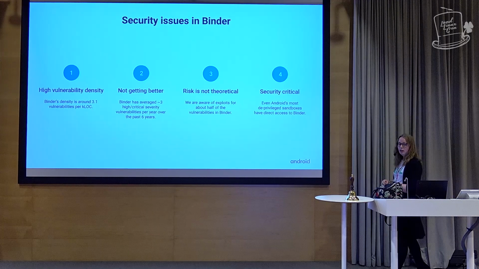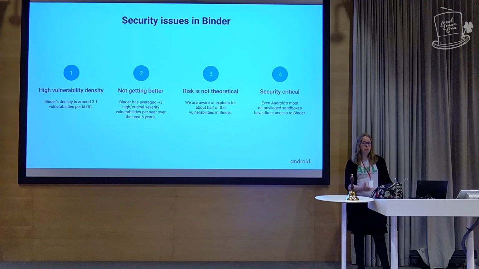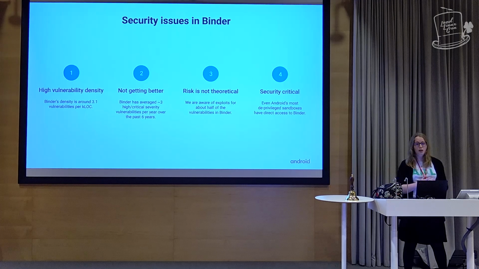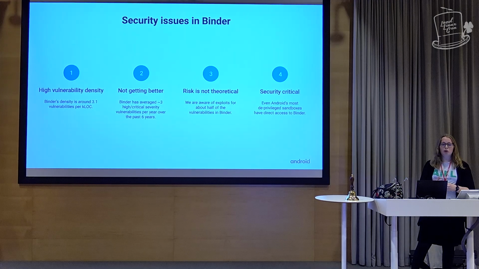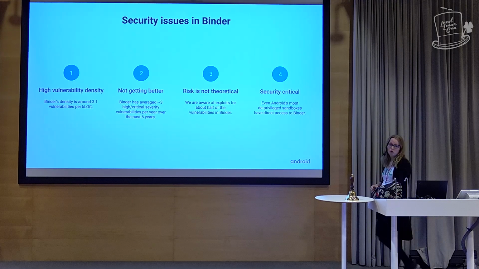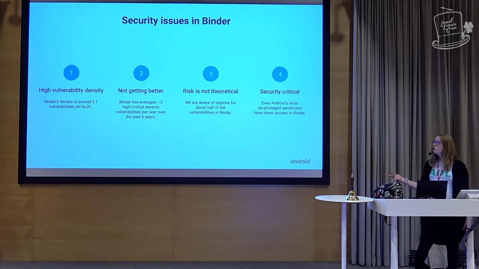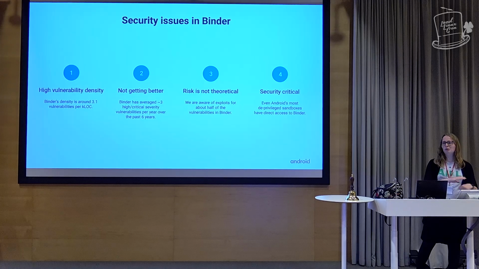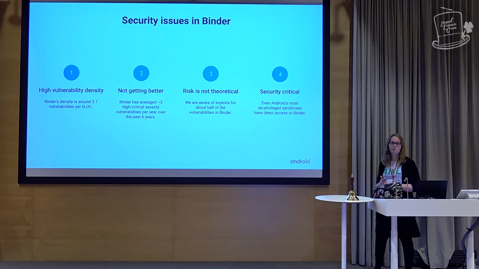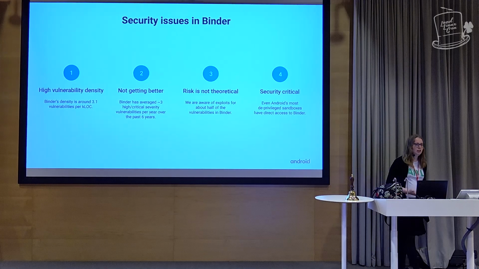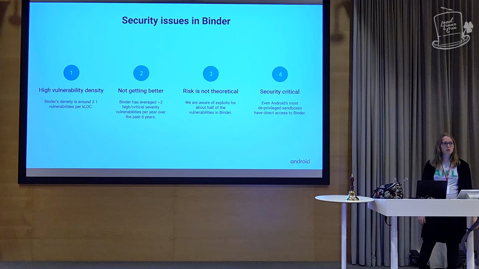The other thing is that it's not getting better. We have around 3 per year, and we've done so for many years in a row. Now the thing is, there are a lot of vulnerabilities out there that don't really matter because nobody uses them for any exploit. But that's not the case in binder. Binder vulnerabilities are regularly exploited to cause harm. We know of exploits for about half of the vulnerabilities in binder.